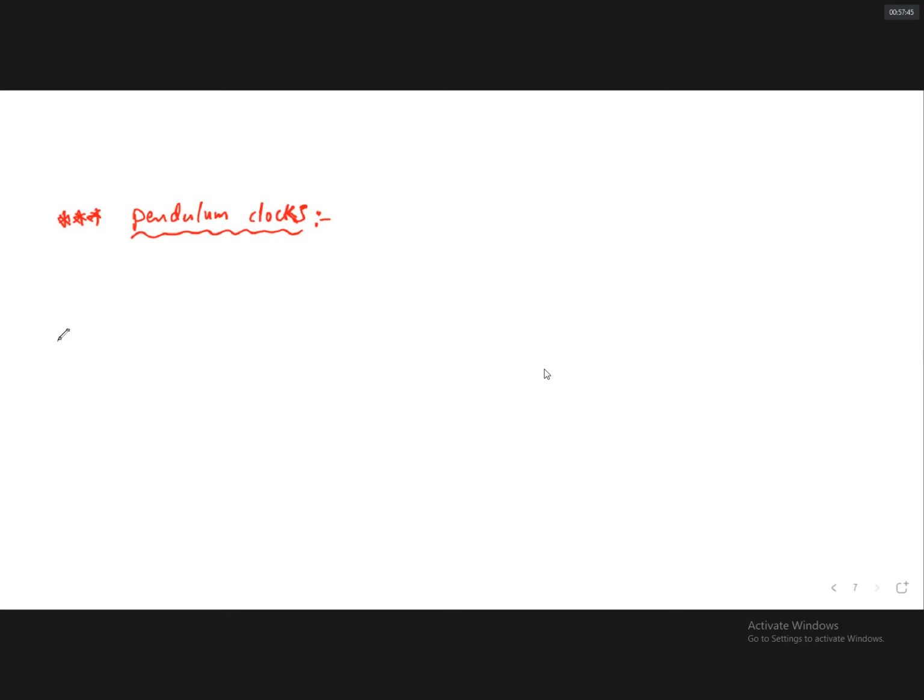So to avoid that error in the time period, they are generally made up of invar steel, whose alpha value is very, very low. That's why we prefer this material.